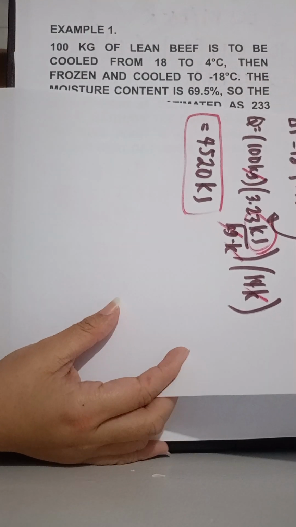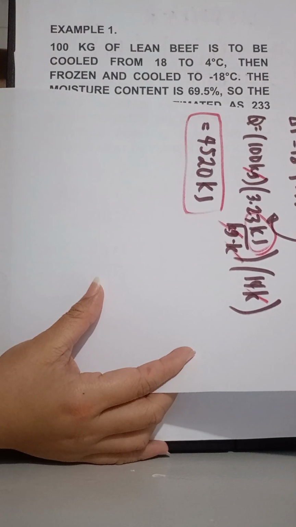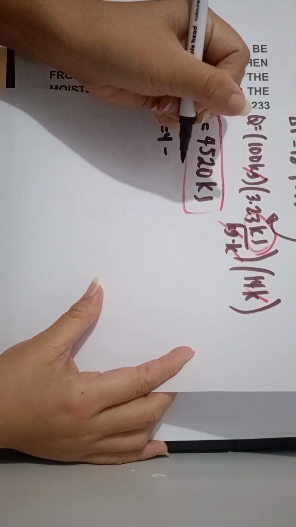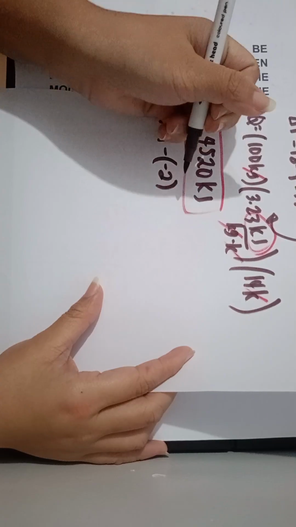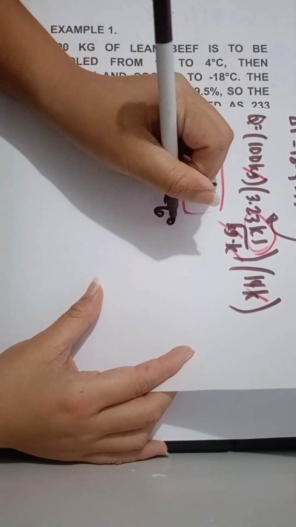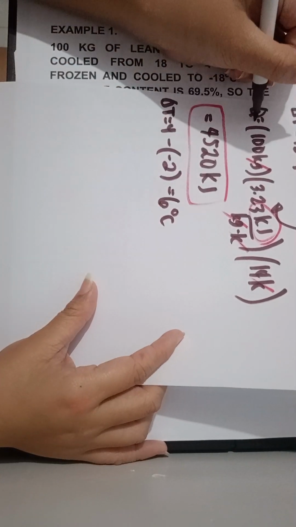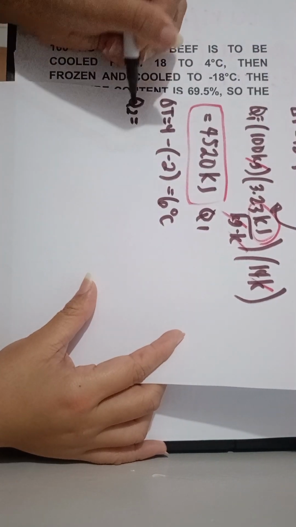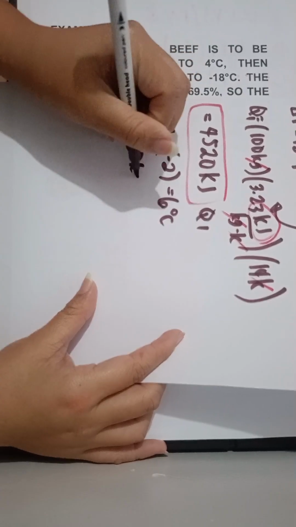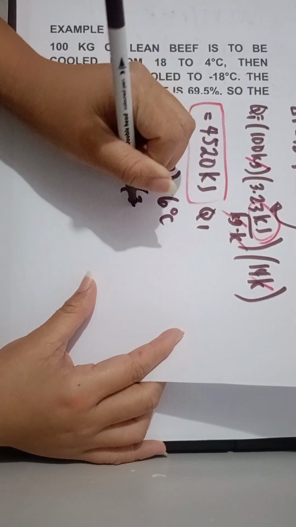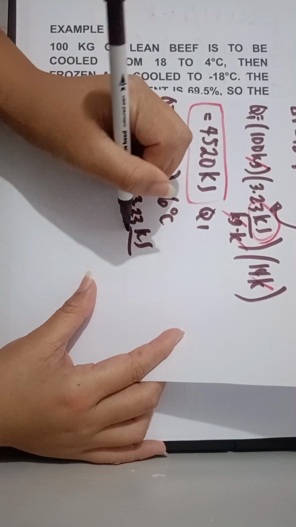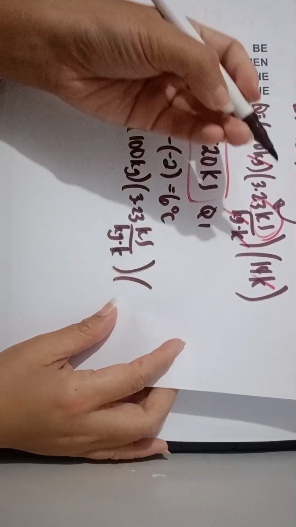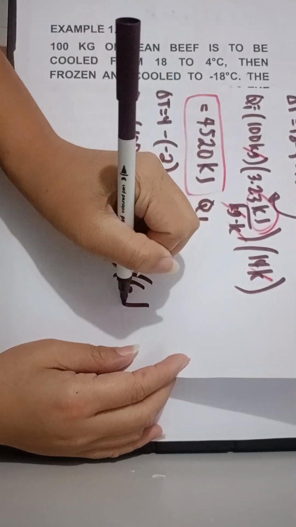And then for another temperature difference, delta T equals 4 minus negative 2, which is 6 degrees Celsius. And this is Q1. This is the answer for Q1. Then for Q2, it is 100 kilogram multiplied by 3.23 kilojoule per kilogram Kelvin, and then 6 Kelvin.